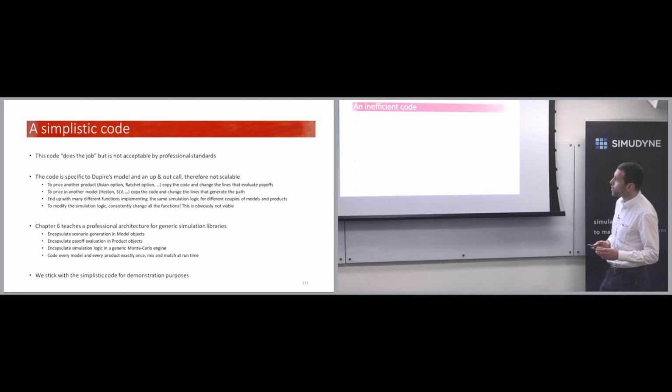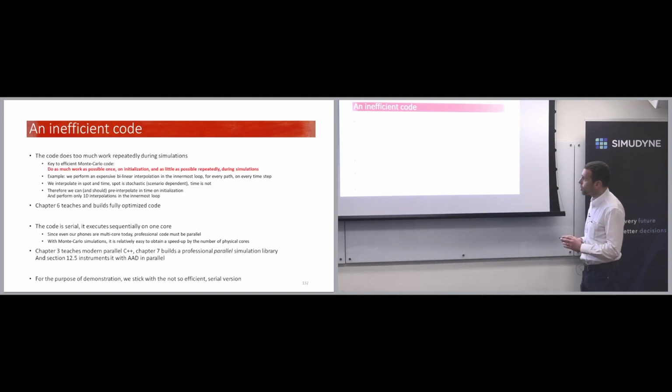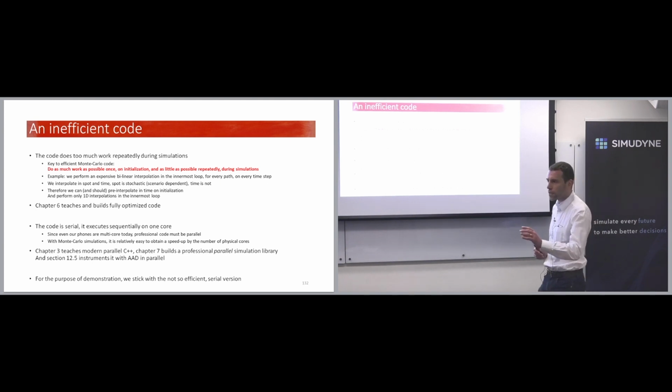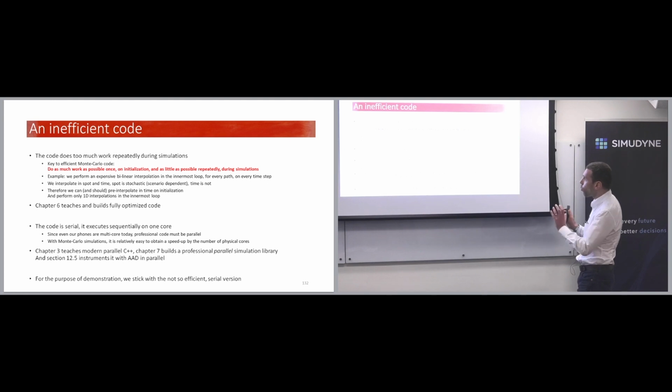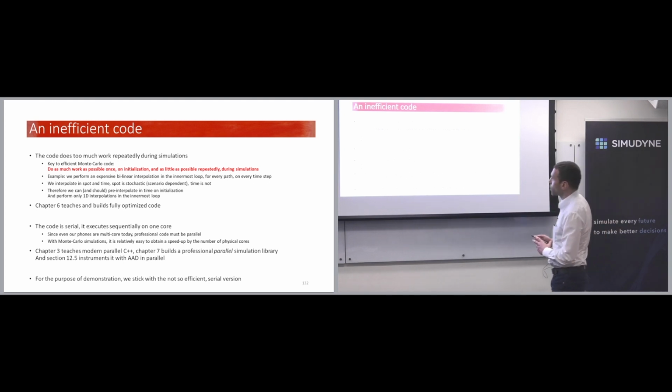It's not only simplistic, it's also quite inefficient, because we all know that the key to efficient Monte Carlo code is that we want to do as much work as possible only once on initialization, so we do as little work as possible repeatedly during the simulations, right? This is really the number one key to effective Monte Carlo code.